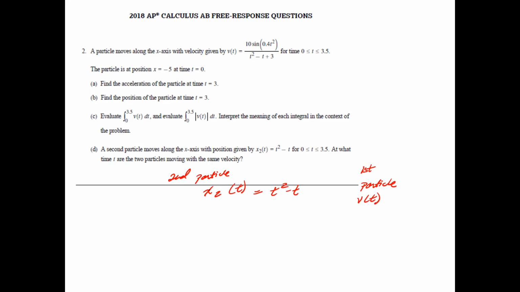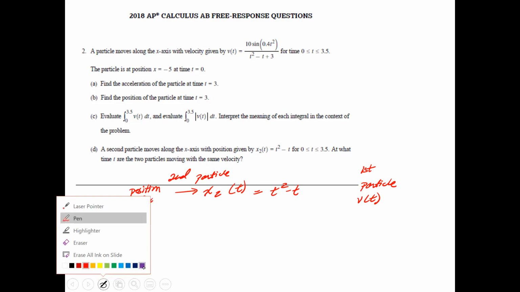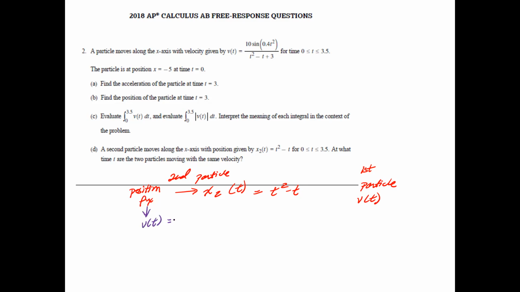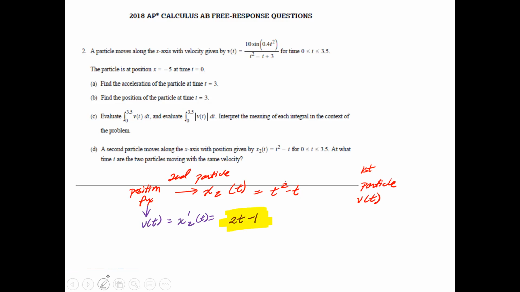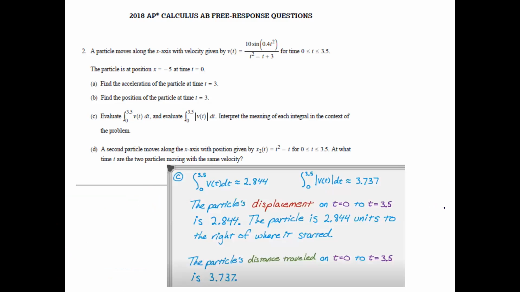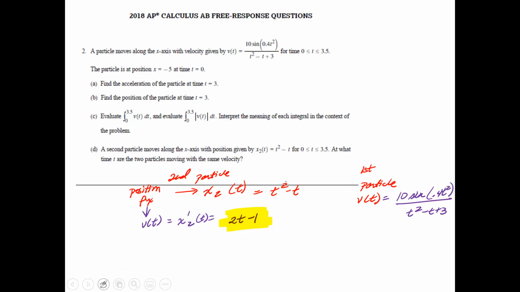a v of t, so velocity. This right here is a position function, so you need to convert it to velocity, which means you would have to find the first derivative of that. So the first derivative of t squared minus t is 2t minus 1. And then we're going to set it equal to the v of t of the first particle, which is 10 sine 0.4 t squared over t squared minus t plus 3.